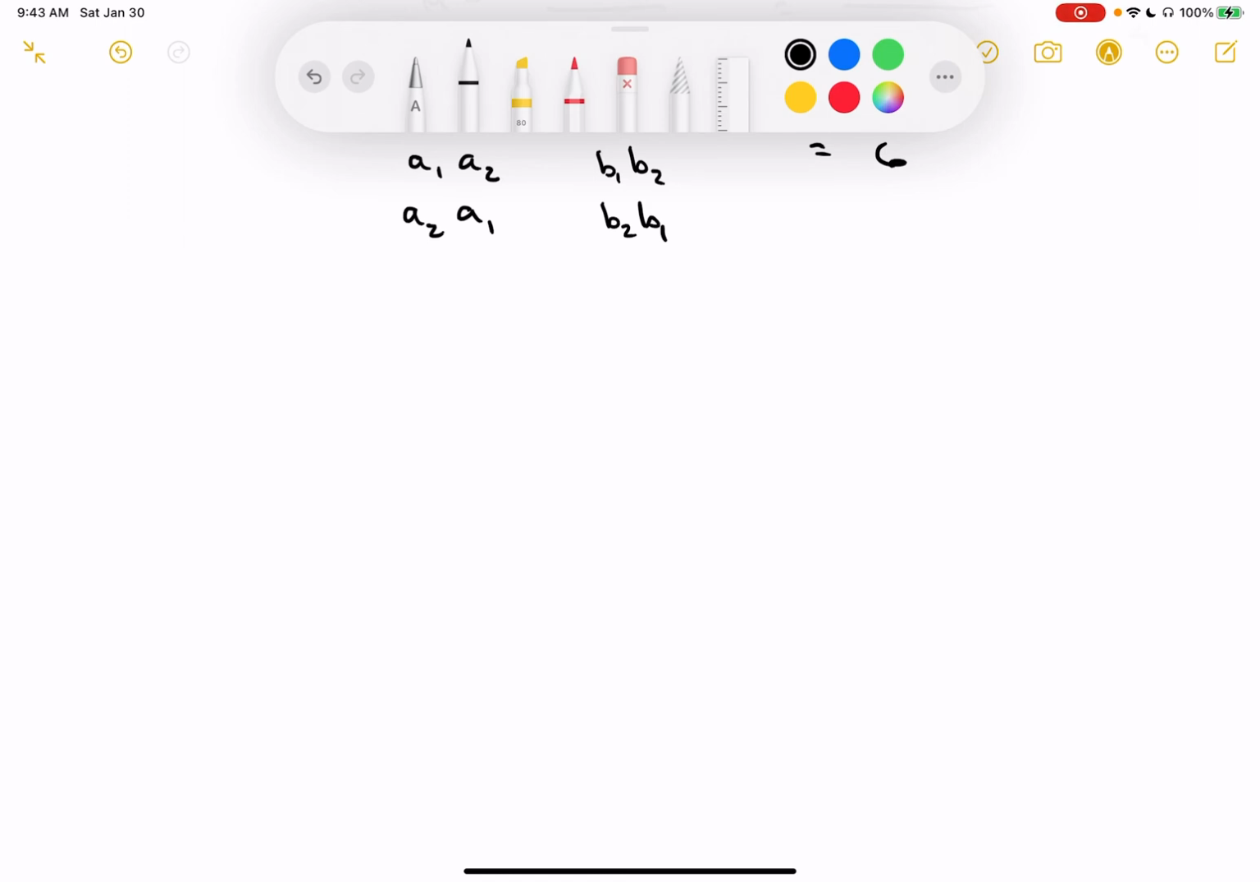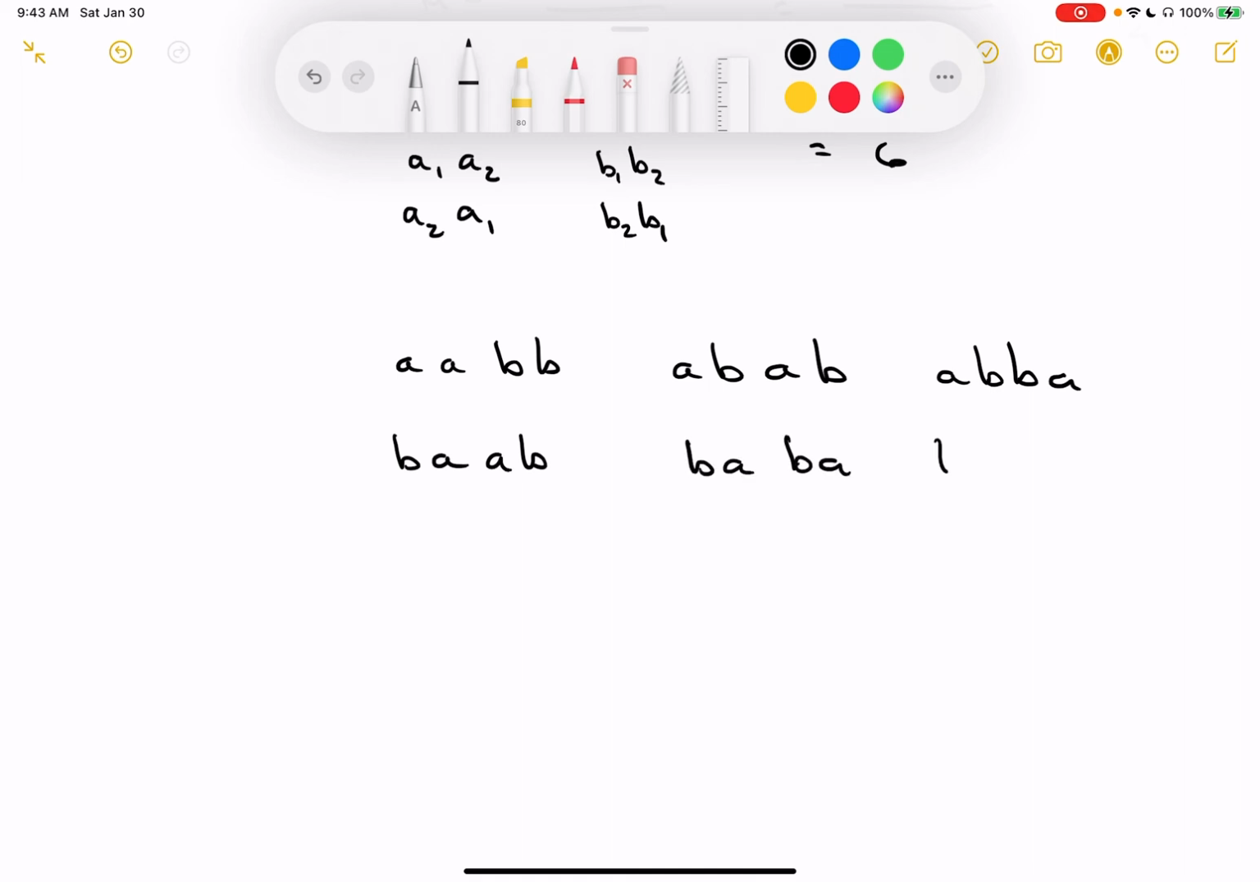Because this is a pretty small set, I think we should be able to find all of them. Let me just go ahead and write them out. There would be an AABB, an ABAB, an ABBA, a BAAB, and then we'd have BABA, and then a BBAA. And that's it. There are no other distinct words that would be possible out of that Scrabble bag that has 2 A's and 2 B's in it.